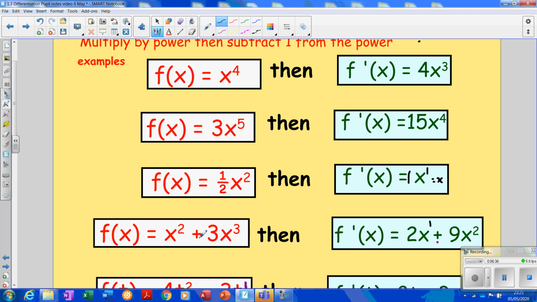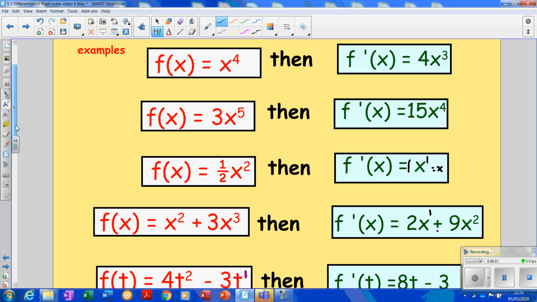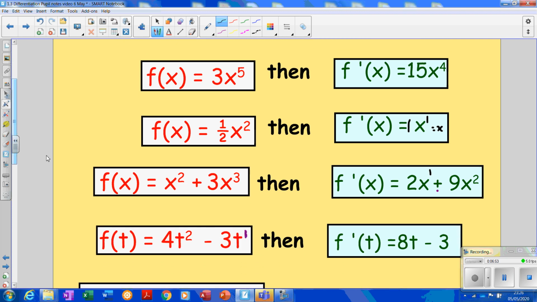Then you move on to this one here, the derivative of 3x to the power of 3, multiply by the power, 3 3s are 9, x to the power of, take 1 away from the power, is x to the power of 2. So you've got 9x to the power of 2. So you can do a string. Right, next one. Doesn't need to be x's, it could be any letter.